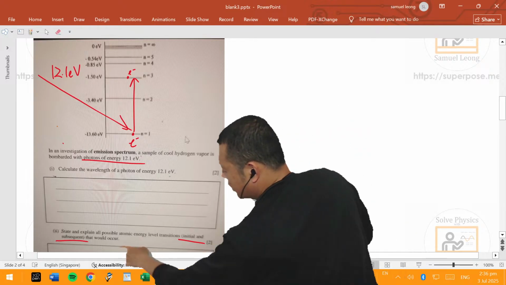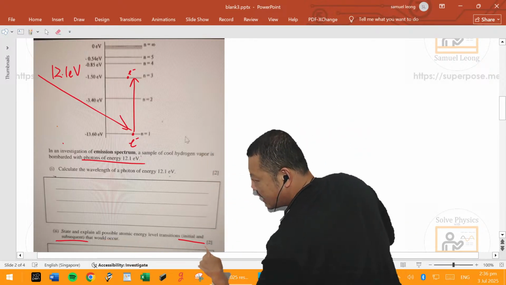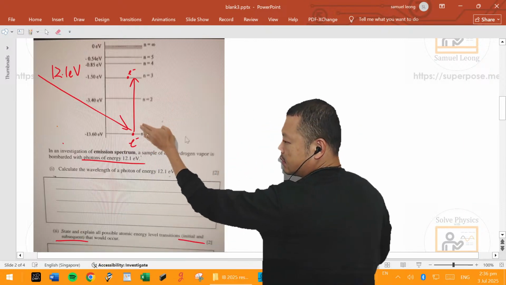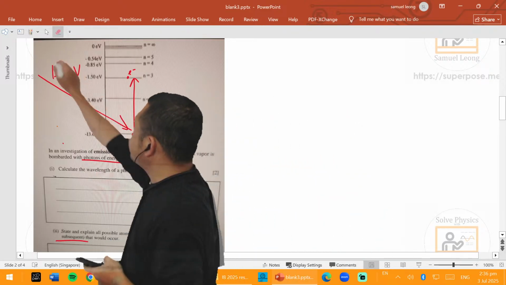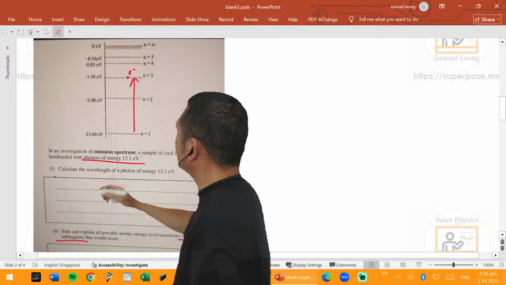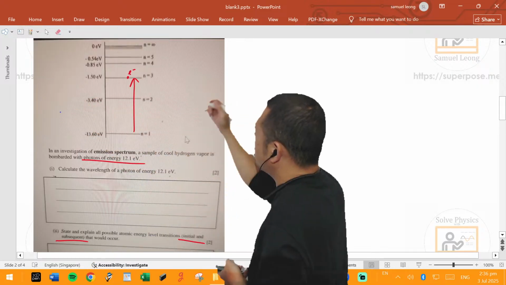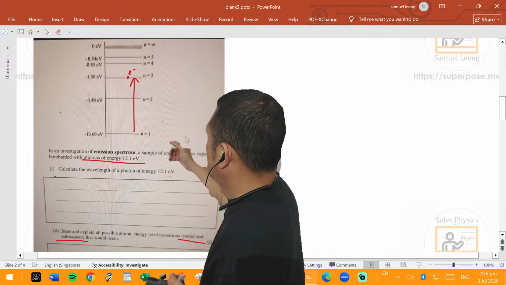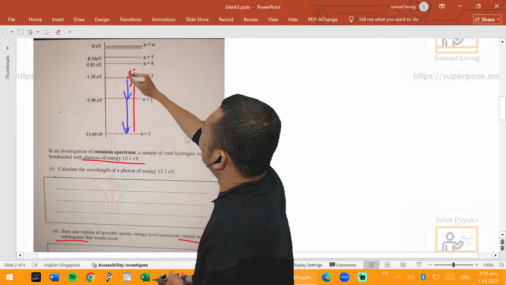Okay. So they're asking you all possible atomic level transitions, initial and subsequent. We have just done the initial. This is the initial. So the question is, what's the subsequent? You've got to remember, once the electron is excited, what does it do? If you're at level 3, what are the possible pathways of you going down back to level 1? Level 2, level 1, or straight to level 1.